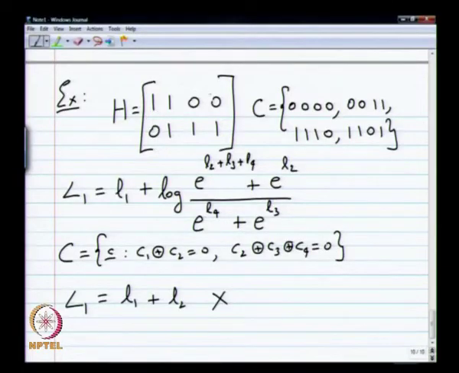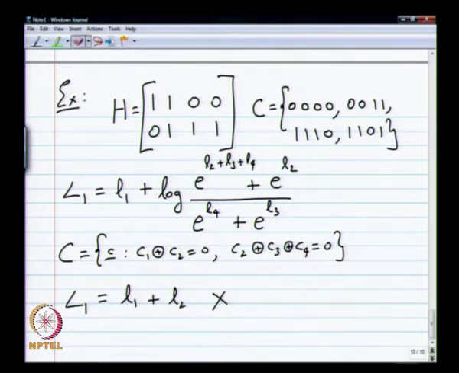For instance, there is one more code word here in the dual. What are the 4 code words in the dual? 0 0 0 0, 1 1 0 0, 0 1 1 1. What is the other code word in the dual? 1 0 1 1, right? 1 0 1 1 is another code word in the dual.